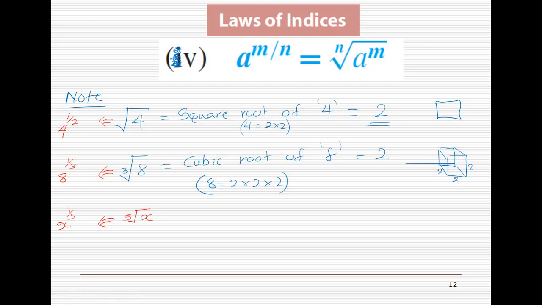So you can see a to the power m divided by n. In our examples, m is always 1. You can see that the numerator part of the index is 1. So m is 1, but the n value varies. So in the first one, n is equal to 2.